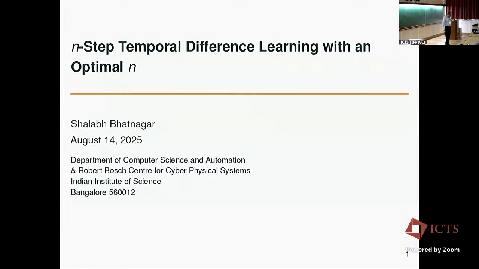Shalabh started with physics in Delhi University, then did his master's and PhD in the Ministry of Science. After a couple of years at the University of Maryland as a postdoc, he rejoined IISc and has been there ever since. He started out in simulation optimization, which he still revisits once in a while, and also works on stochastic approximation theory and reinforcement learning. And unlike me, he does useful things.